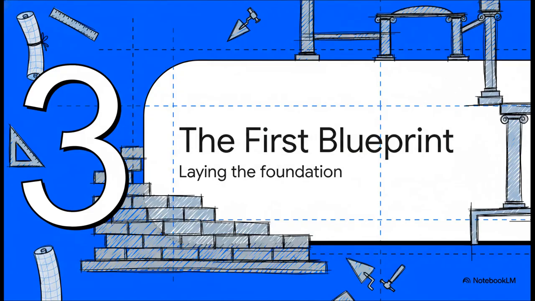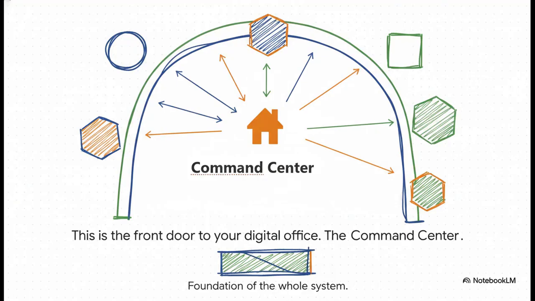Okay, enough theory. Let's move on to our first practical application of this whole architectural way of thinking. It's time to lay down the foundation and sketch out our first blueprint. And this is it. We're going to build what our source calls the command center. I want you to think of this page as the front door, the main lobby of your entire digital office. It's the central hub where everything else is going to branch out from. This is the foundation of the whole system.